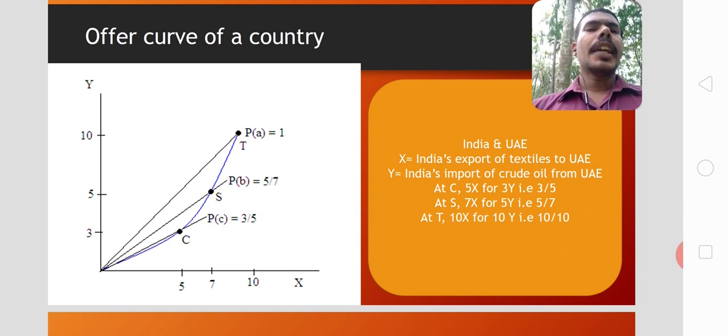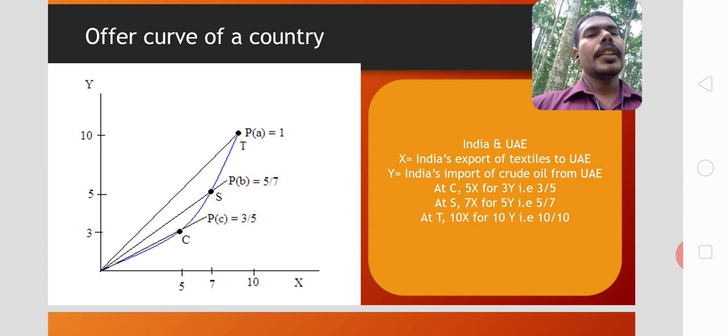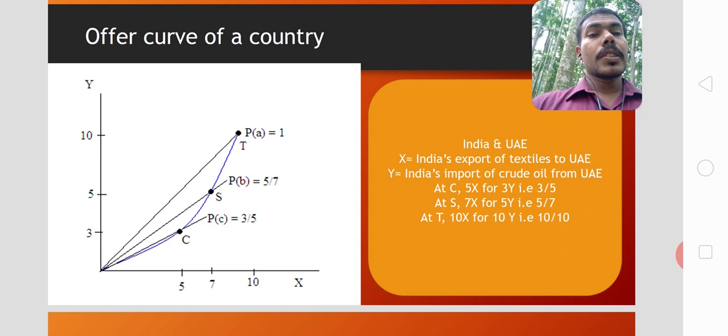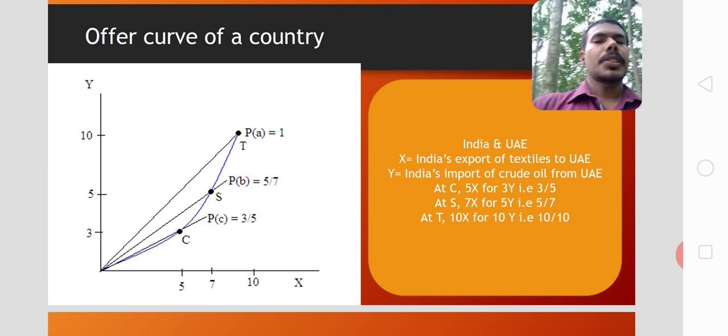That means at that specific level of price, India is not gaining from trade, India is losing from trade. This is because India's terms of trade is well below the base level of 100 or 1. This is 0.6, 3 by 5 is 0.6.